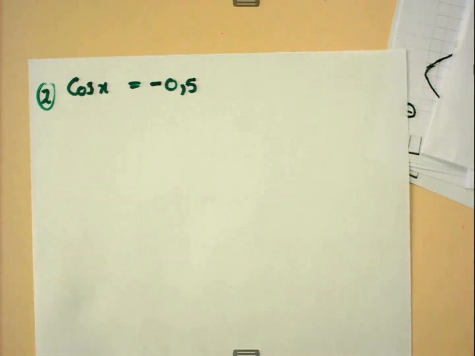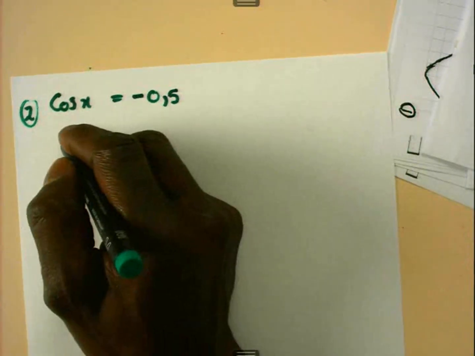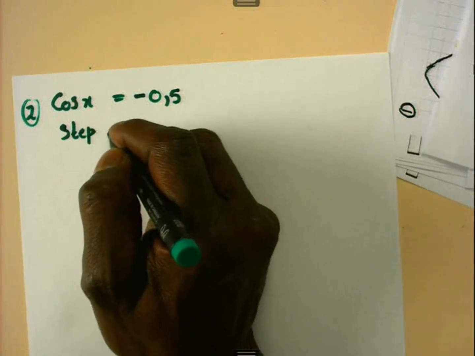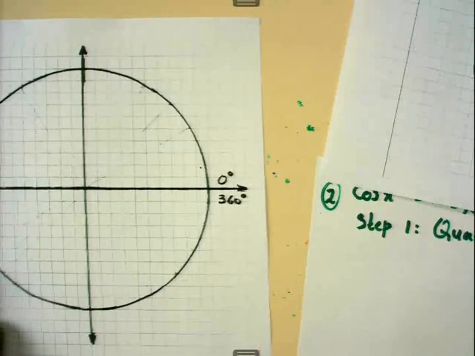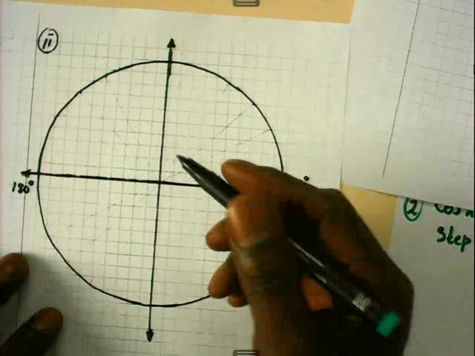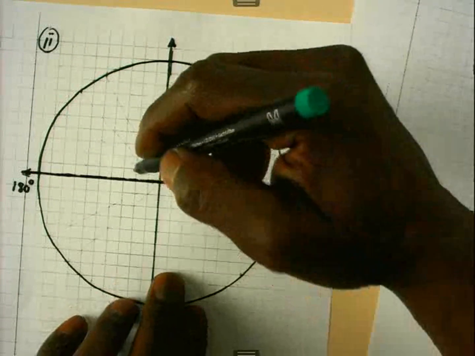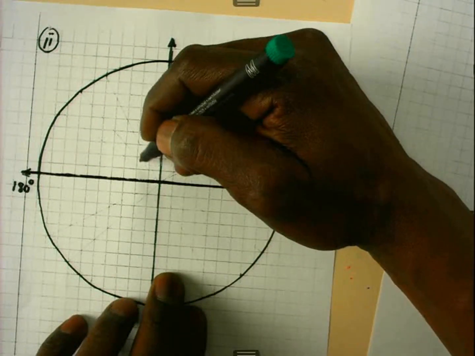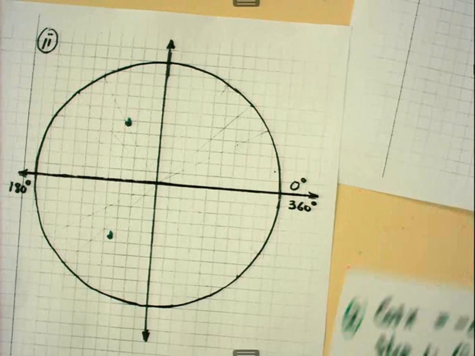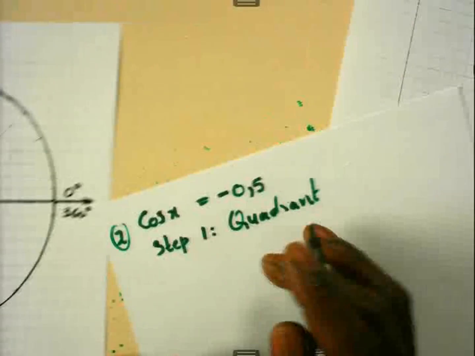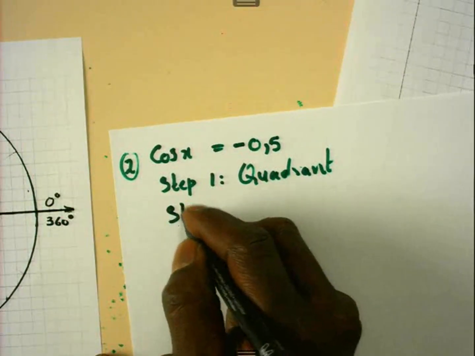We follow the same steps that we have followed before, and step 1, we said we identify the quadrant. We want to identify the quadrant. Cosine is negative in the second and the third quadrant. So we have identified the quadrant. Now we go to step number 2.